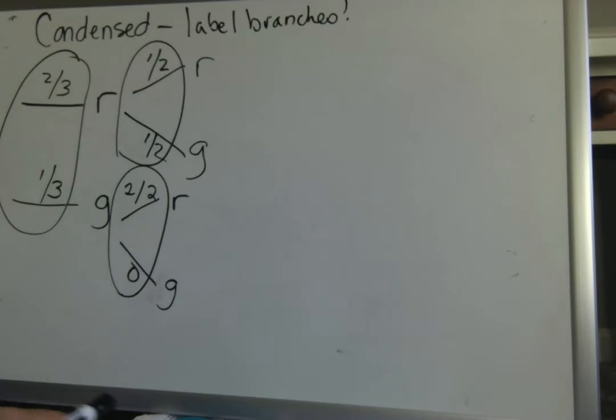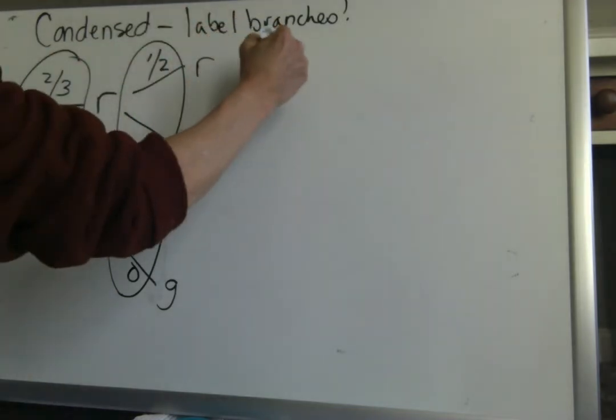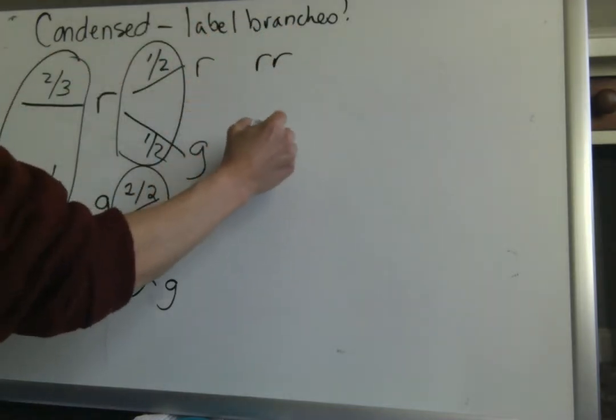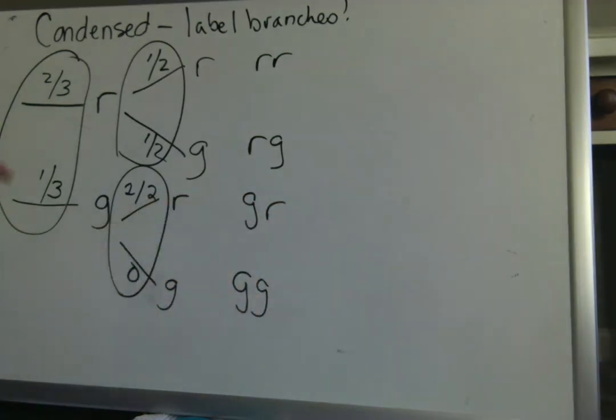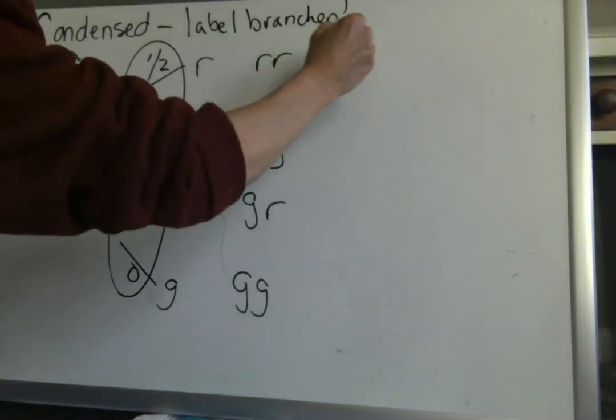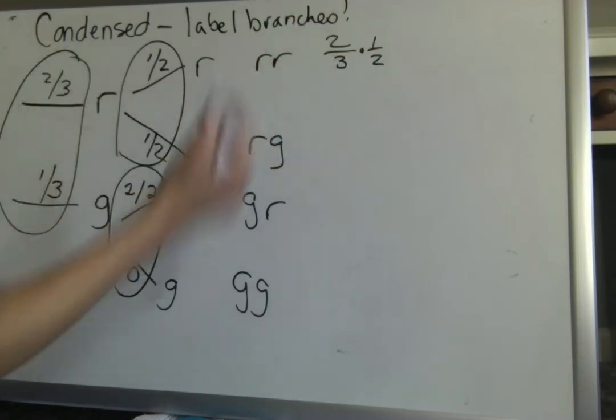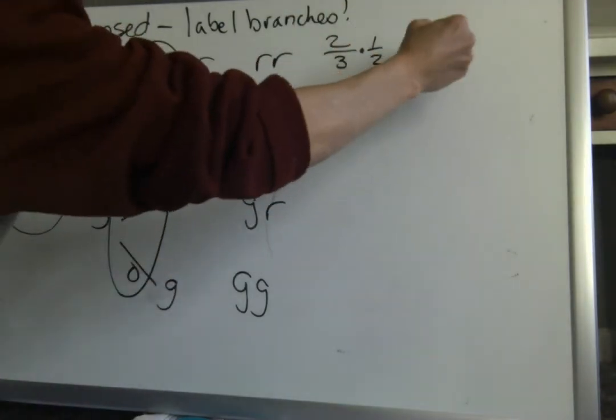Now, here's the really cool thing. Let me write out: we had red, red. We had red, green. We had green, red, and green, green. Since we did it like this, they were not equally likely. We had to label the branches, so you can't say that each one of these is 1/4. That does not hold. You have to multiply your branches. 2/3 times 1/2. Hopefully you know how to multiply fractions. 2/6.